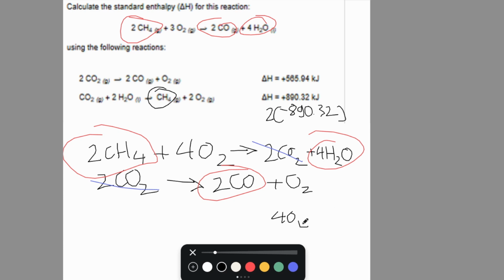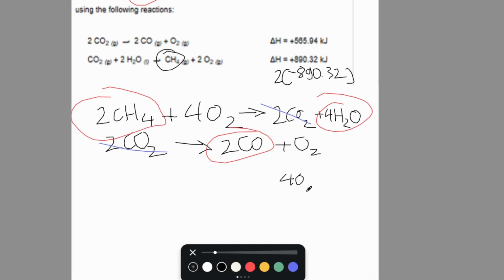The 4O2 up top minuses the O2 at the bottom because they're on opposite sides, right? This is in the product, this is in the reactants. So that should give you 3O2, and that's exactly what we need. So you calculate this one, and then you just add this one.